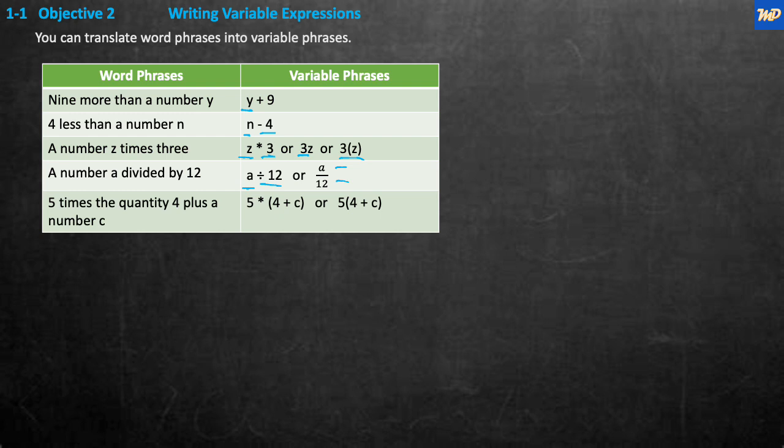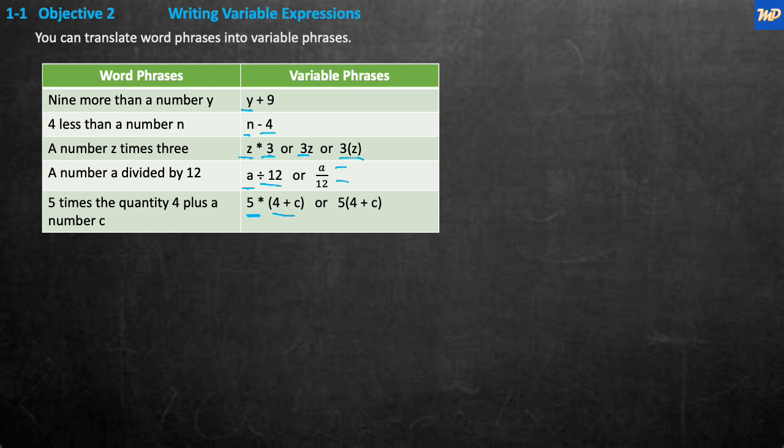That's a number divided by 12. A divided by 12. 5 times the quantity, 4 plus the number c. That's getting tough here. So it's 5 times something, a quantity. Okay? So here's the 5 times. And what is the quantity? It's 5 times what? Oh, it's a quantity 4 plus a number c.